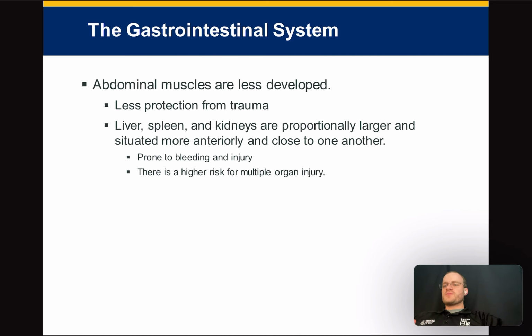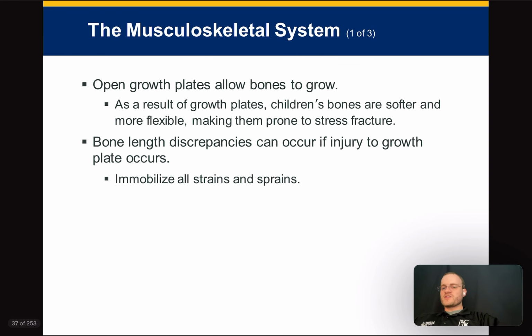And so the liver, spleen, and kidneys also are proportionally larger and situated more anteriorly and close to one another. So again, you're more likely to get damaged because they're just more prominent, right? They're taking up more space. They're more exposed, okay? Less protected.